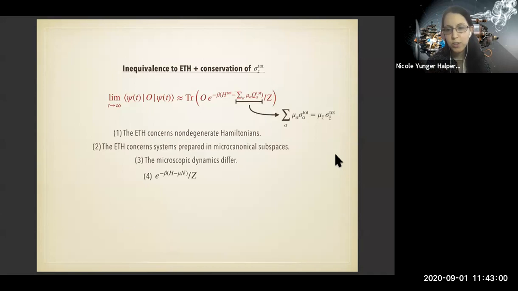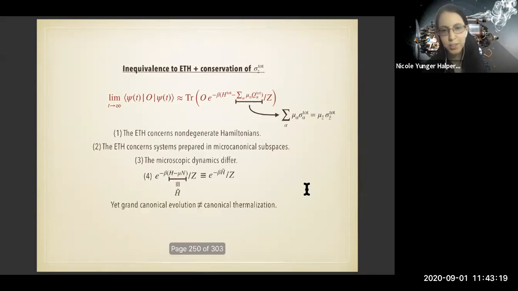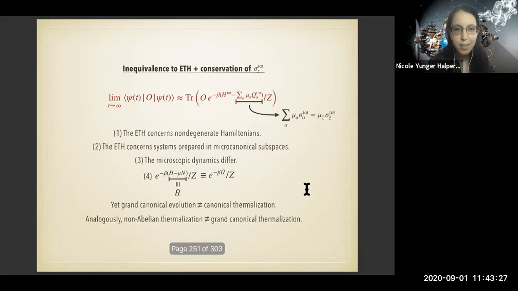Fourth, we could try to run an analogous argument on the grand canonical ensemble and the canonical ensemble. Here's the grand canonical ensemble. You could take the H minus mu N and package it up into an effective Hamiltonian H tilde. Then the grand canonical ensemble would look identical to the canonical ensemble. But we know that the two are actually physically different. That's one reason why we have these two different terms, grand canonical ensemble and canonical ensemble. Analogously, equilibration to near the non-abelian thermal states is different from grand canonical equilibration.